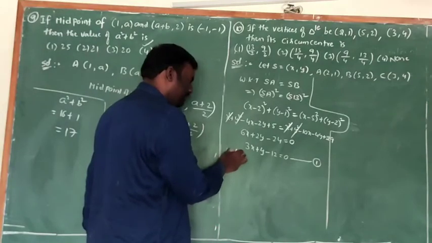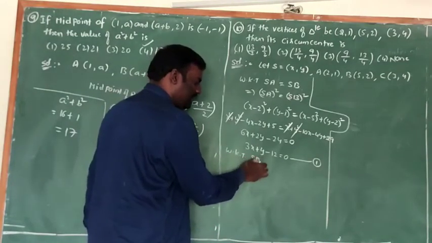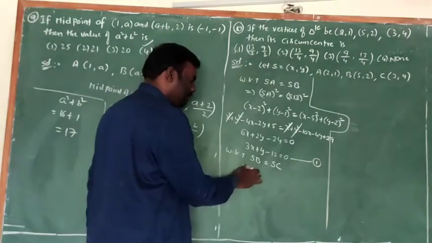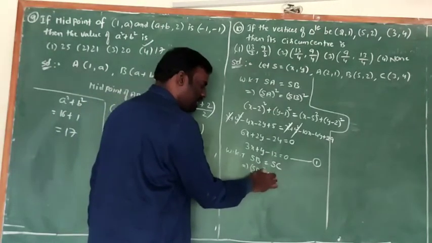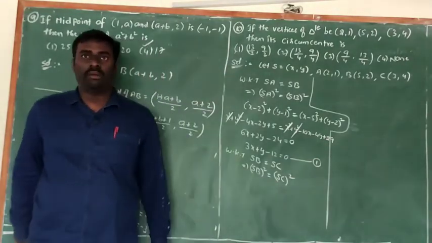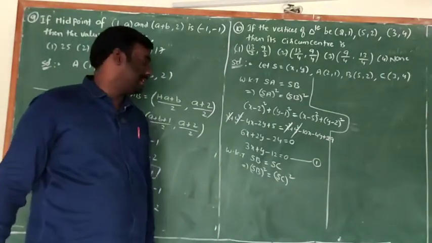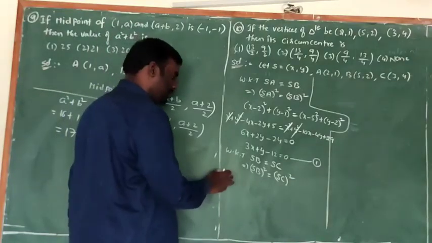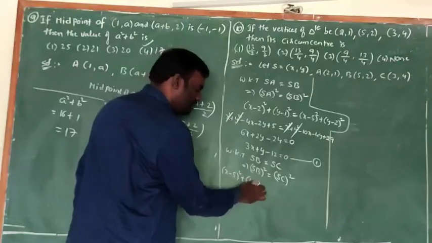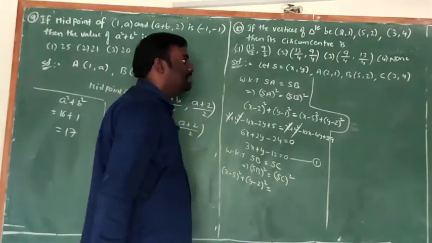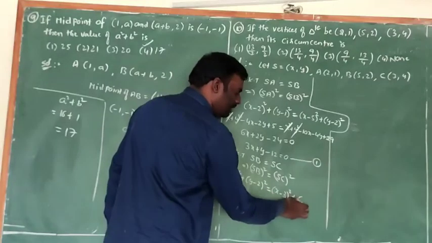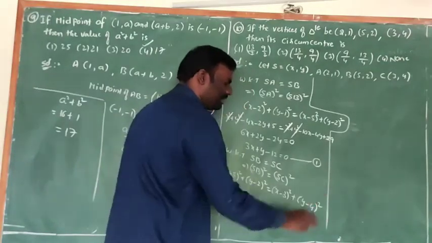We know that SB is equal to SC. That is also correct. Now squaring on both sides, SB square is equal to SC square. Understood why I am doing squaring? Because root gets cancelled. SB square, that is nothing but x minus 5 whole square plus y minus 2 whole square. SC square means x minus 3 whole square plus y minus 4 whole square.